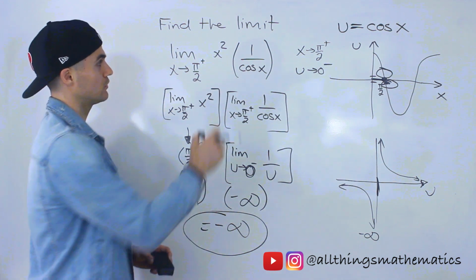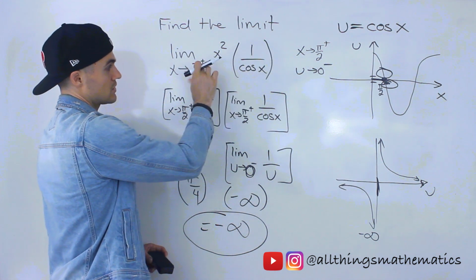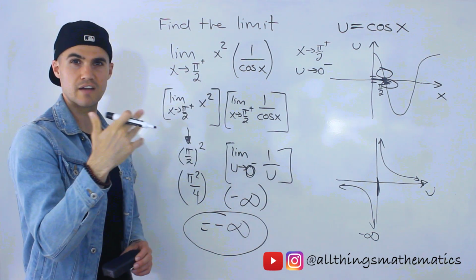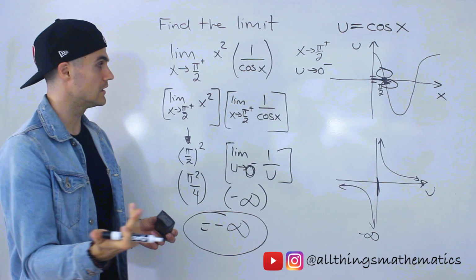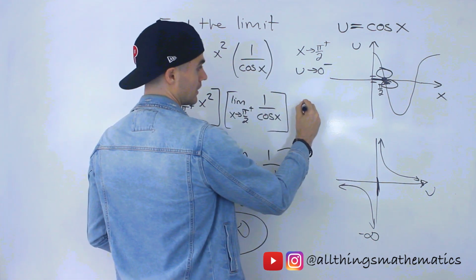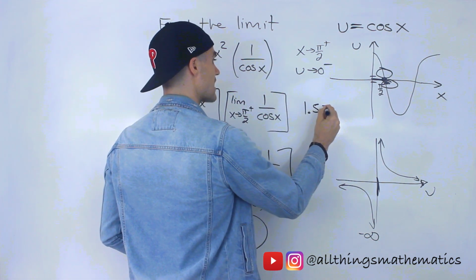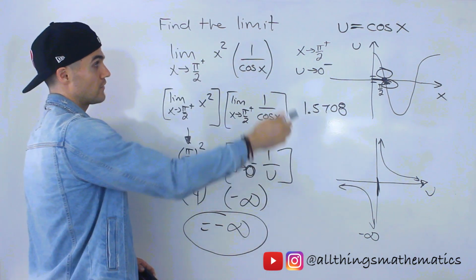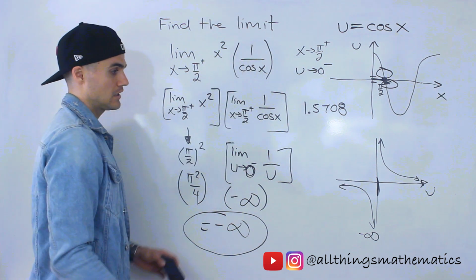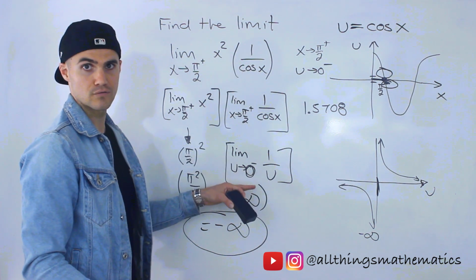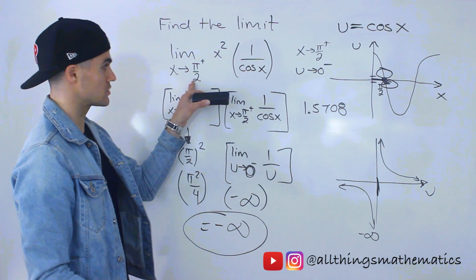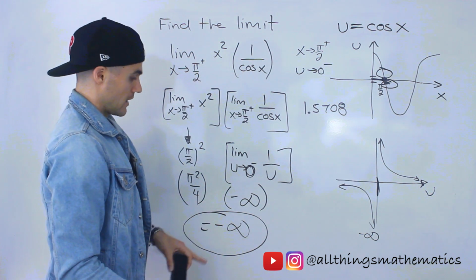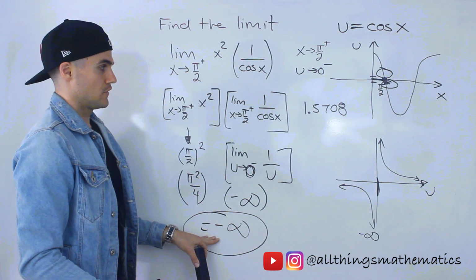Again, you could just do a table of values from here. So you could take pi over 2, again, whatever that decimal value is, like 1.57079. And then you can plug in stuff like 1.5708, for example, which is to the right of that. You could plug it into this entire function, and you'll notice that you'll get negative y values as you get closer and closer to this pi over 2 from the positive side. Right? And so you'll know that it's negative infinity.